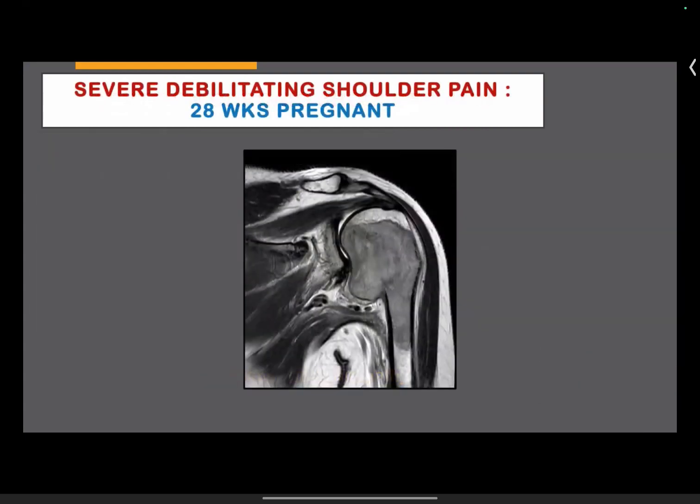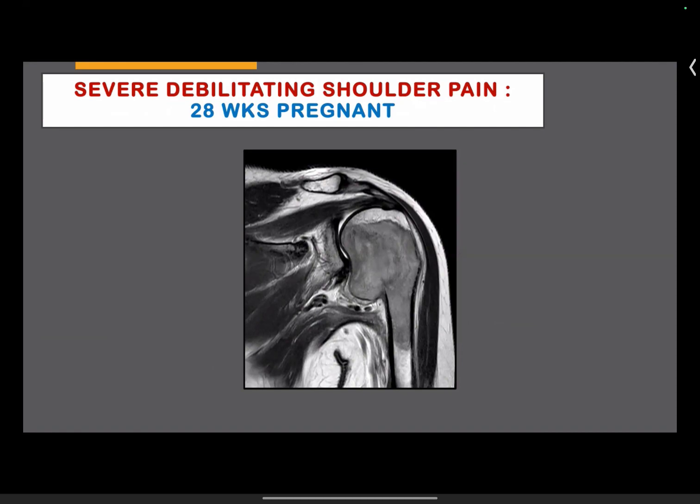Right. Okay. So I'm showing you this case, a 28 weeks pregnant lady with severe debilitating shoulder pain. I still remember this lady. She walked into my clinic and she was crying. She said, I've got so much pain, can you do something about it? And then I did an ultrasound. I thought there was no cuff tear, there's something else. And then we said we'll get an MR, which happened there.